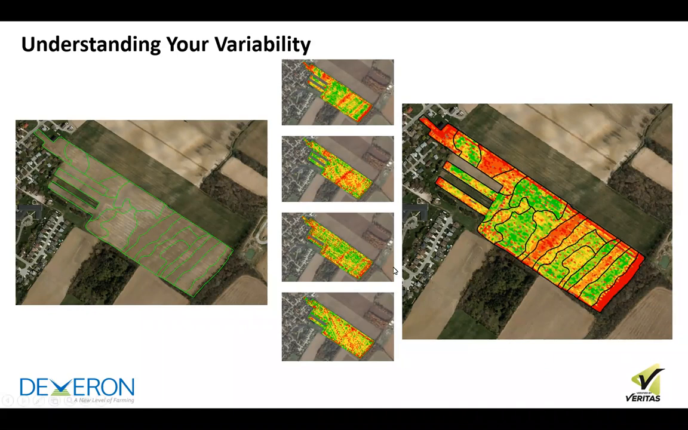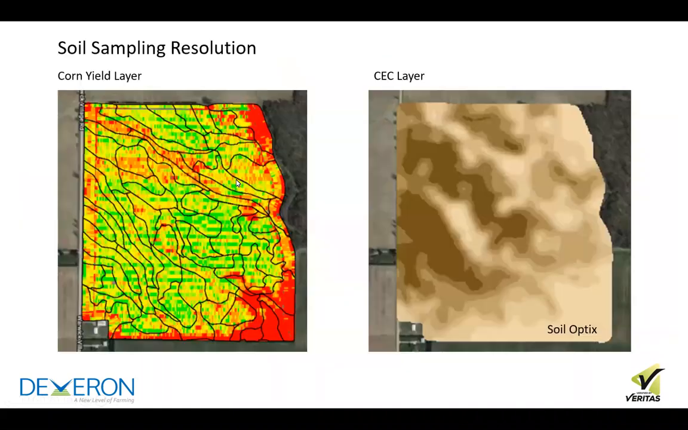On the left for this field is yield data, where we have drawn some soil polygons to separate that yield variation. And on the right is a CEC layer from soil sensor technology called Soil Optics, which is a very detailed look at the soil resolution across the field. No zones are created. This is the actual data from the sensors.